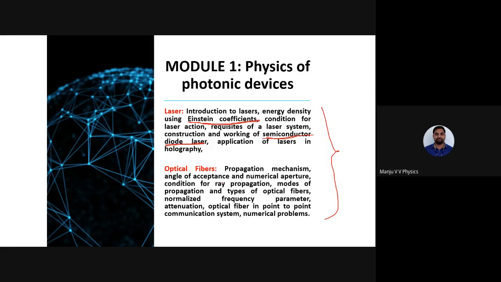Coming to optical fiber, propagation mechanism, angle of acceptance. This is one of the expected question. Derivation of angle of acceptance and numerical aperture. So angle of acceptance as well as numerical aperture. This is one of the derivation. Condition for propagation, modes of propagation, and types of optical fiber. This is also important. There are three types I'll be explaining later. Normalized frequency parameter, attenuation, optical fiber in point-to-point communication system. That is one of the applications of optical fiber. Okay.